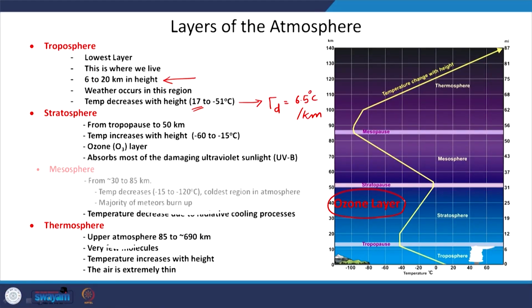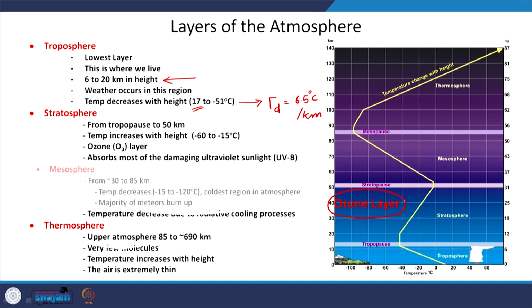In this region, which is called the stratosphere, the temperature increases with height. As you go up, the thermometer will start showing you larger values of temperature. This is the region where all the ozone exists. The ozone layer that we know very well exists in the stratosphere.